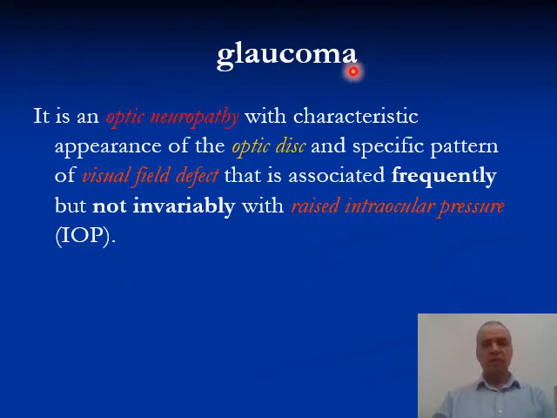This is the definition of glaucoma, and as you see, we should have 3 criteria for diagnosis of glaucoma. The most important one is to ensure that there is optic nerve damage. The second one is specific visual field defect, and lastly, but not mandatory, a rising of intraocular pressure. Any 2 of these 3 criteria is enough for diagnosis of primary open-angle glaucoma.